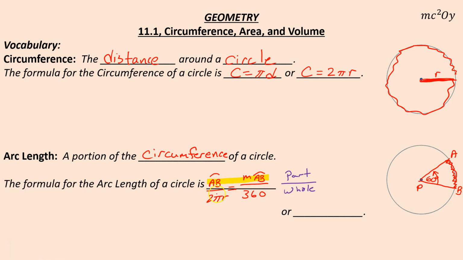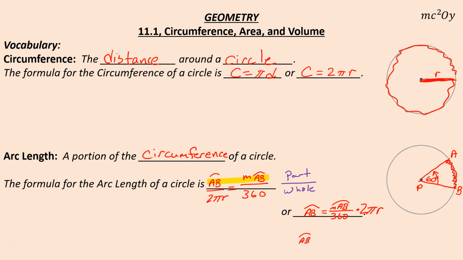So if we were to simplify this and say, okay, I just want AB. Well, if I just want AB, I'd multiply both sides of this by 2 pi r. So I'd find that arc AB, the length of that arc, is equal to the measure of AB, so the measure of angle or arc AB over 360 times 2 pi radius. Okay? So really I just want to know this chunk.